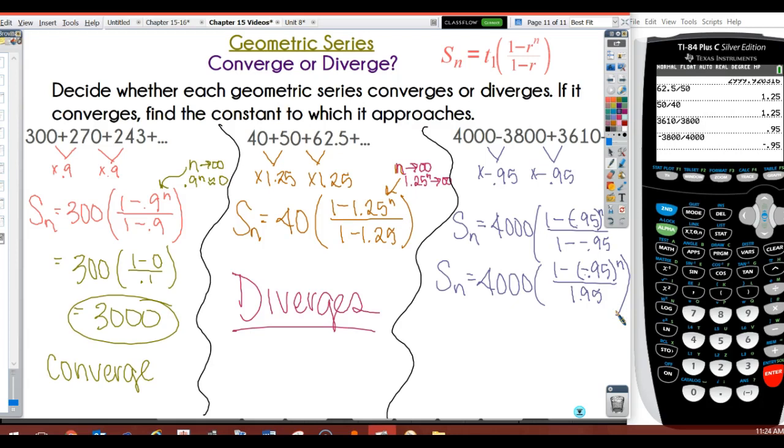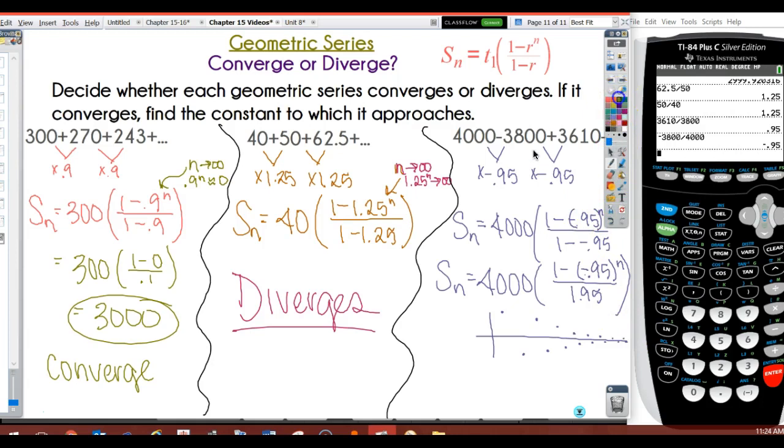So from here, if we're taking 95% of something, it's going to make it smaller and smaller. Same idea as this one. However, it's going to go back and forth between a large positive, large negative, smaller positive, smaller negative. And so what's happening to our terms is we're starting at 4,000, negative 3,800, and we're going back and forth, but each time getting smaller and smaller. So even though they're changing signs, they're still approaching 0.